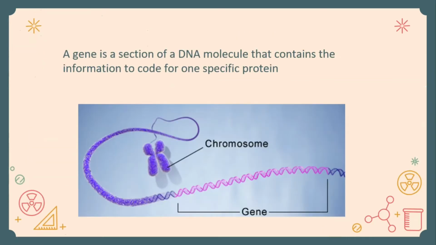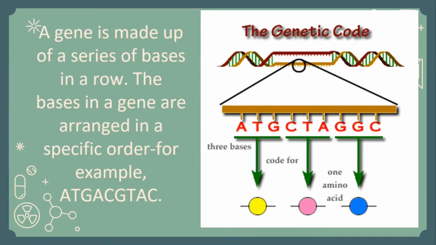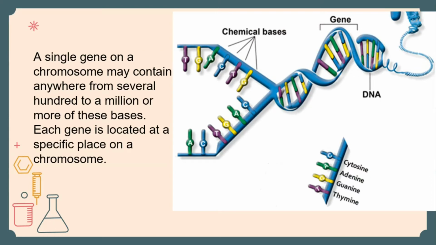A gene is a section of a DNA molecule that contains the information to code for one specific protein. A gene is made up of a series of bases in a row. The bases in a gene are arranged in a specific order. For example, A, T, G, A, C, G, T, A, C. A single gene on a chromosome may contain anywhere from several hundred to 1,000,000 or more of these bases. Each gene is located at a specific place on a chromosome.